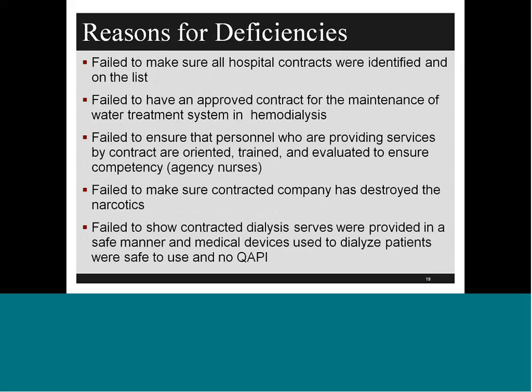Failed to make sure that all the hospital contracts were on the list. Failed to approve the contract for the maintenance of water treatment and hemodialysis. Failed to ensure that personnel providing contracted services, these are agency nurses, were trained, so they didn't know how to call a code or how to call fire, some of the important things that is a requirement also in the nursing COPs. Failure to make sure that the contracted company had destroyed the narcotics. And again, a lot on contract dialysis service. It was not provided in a safe manner, and they didn't do any QAPI.